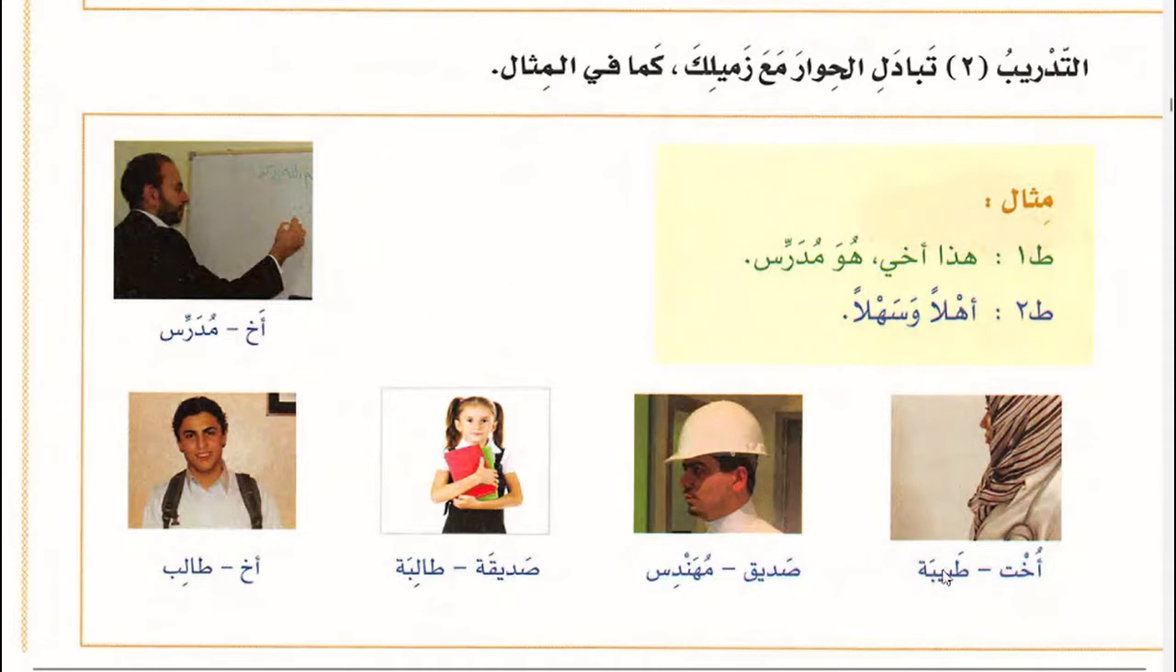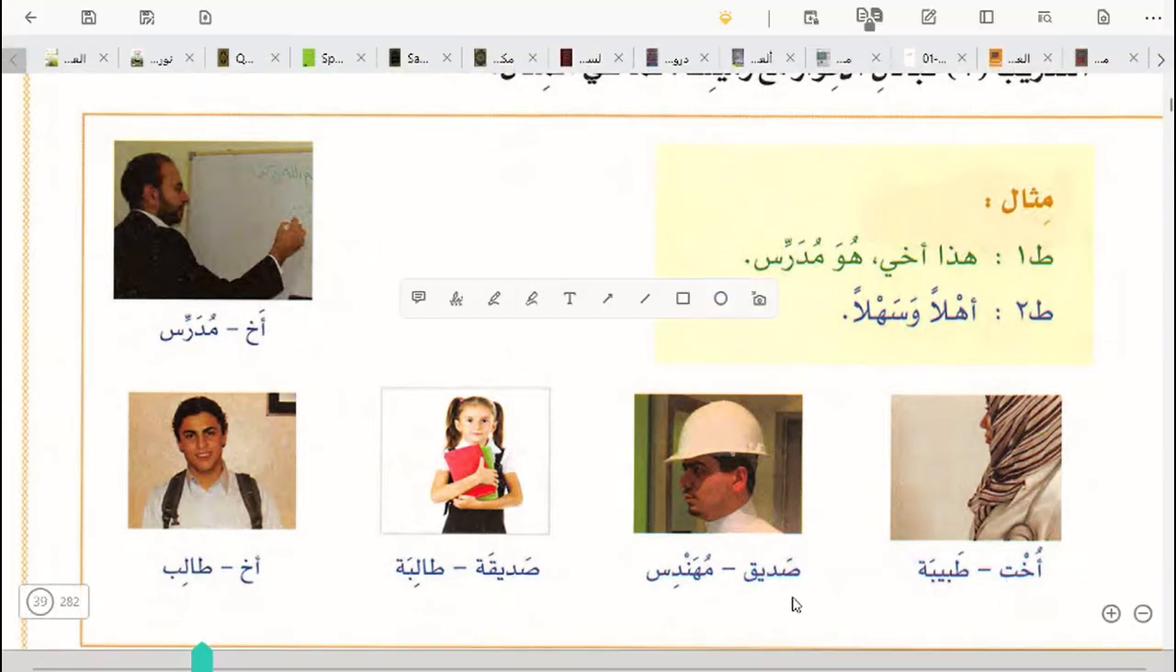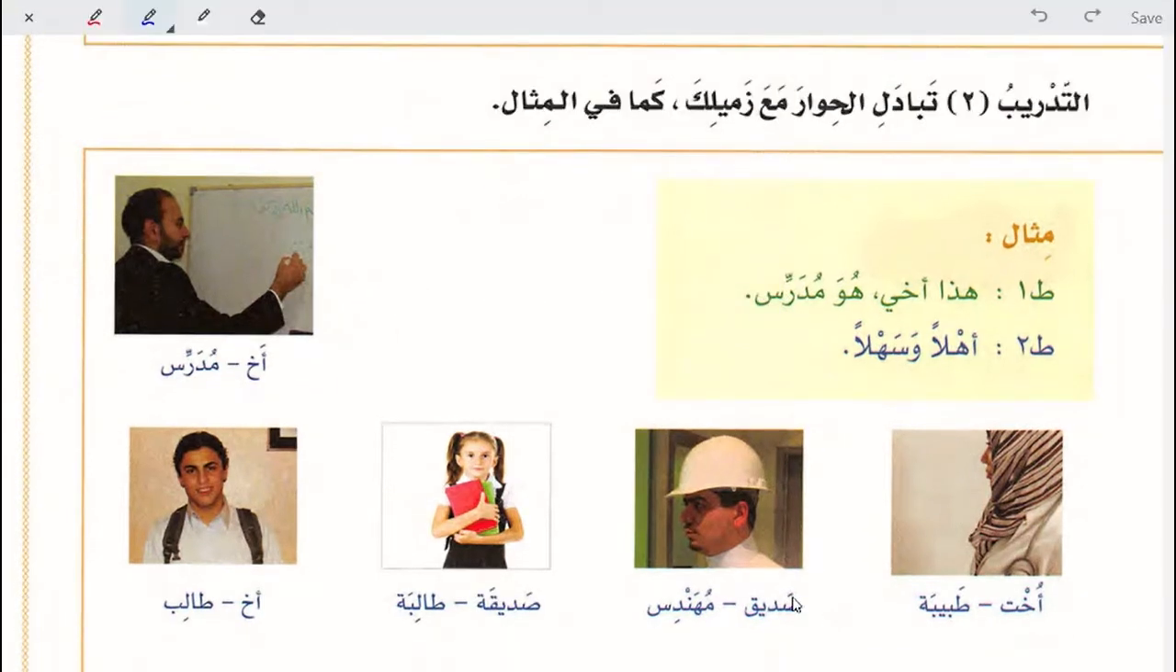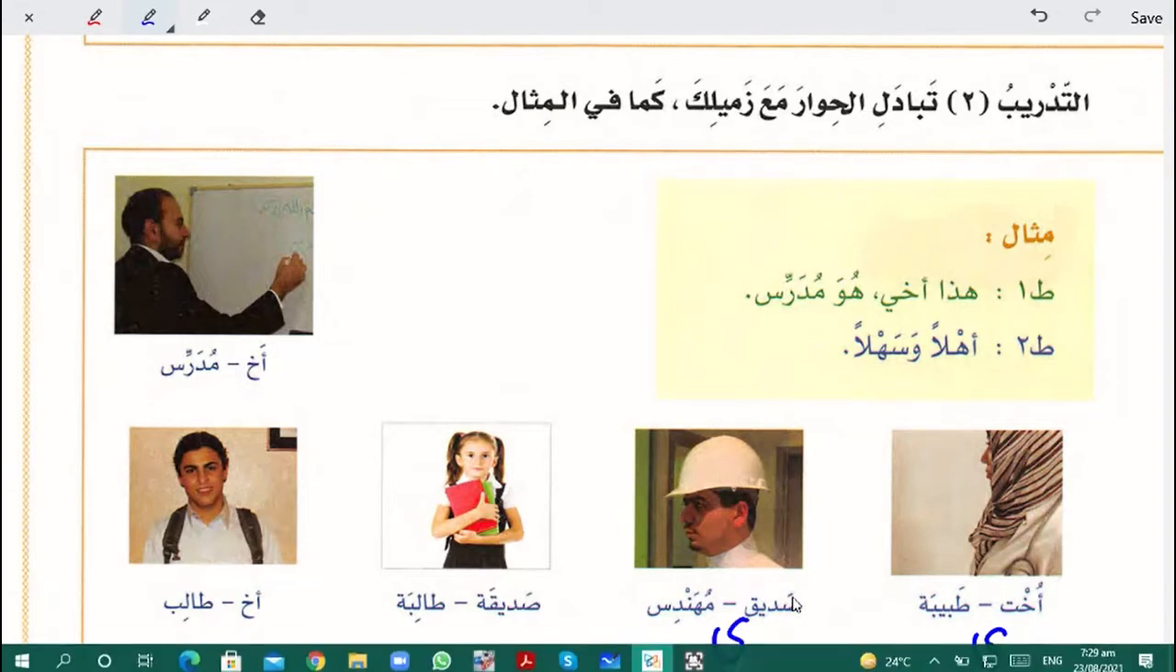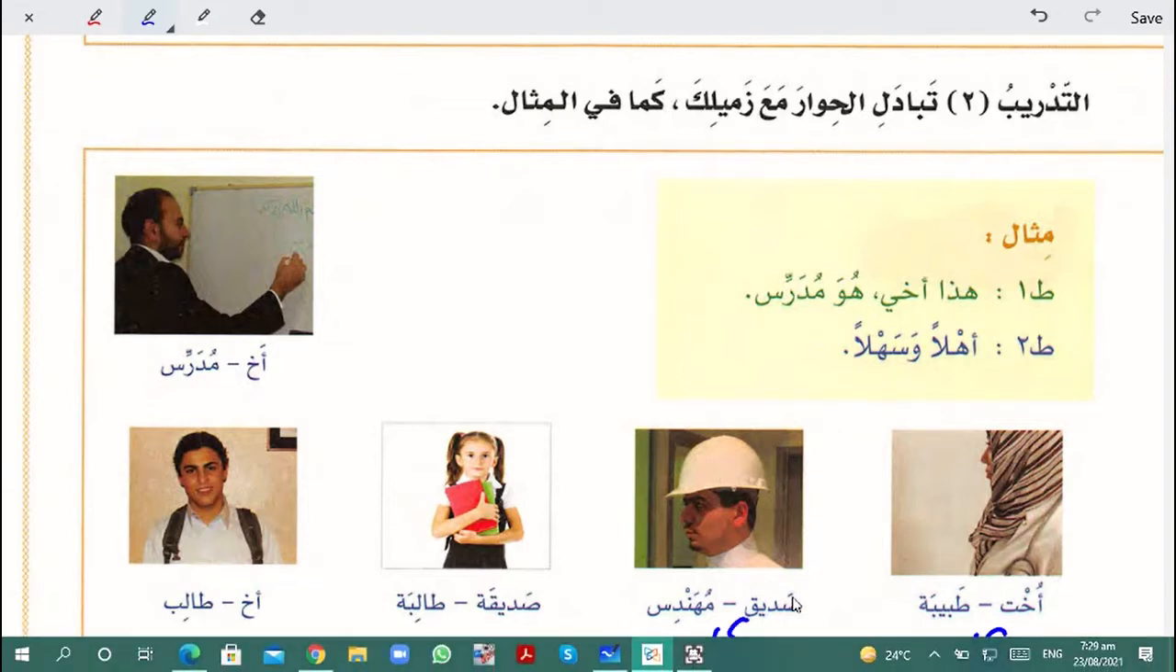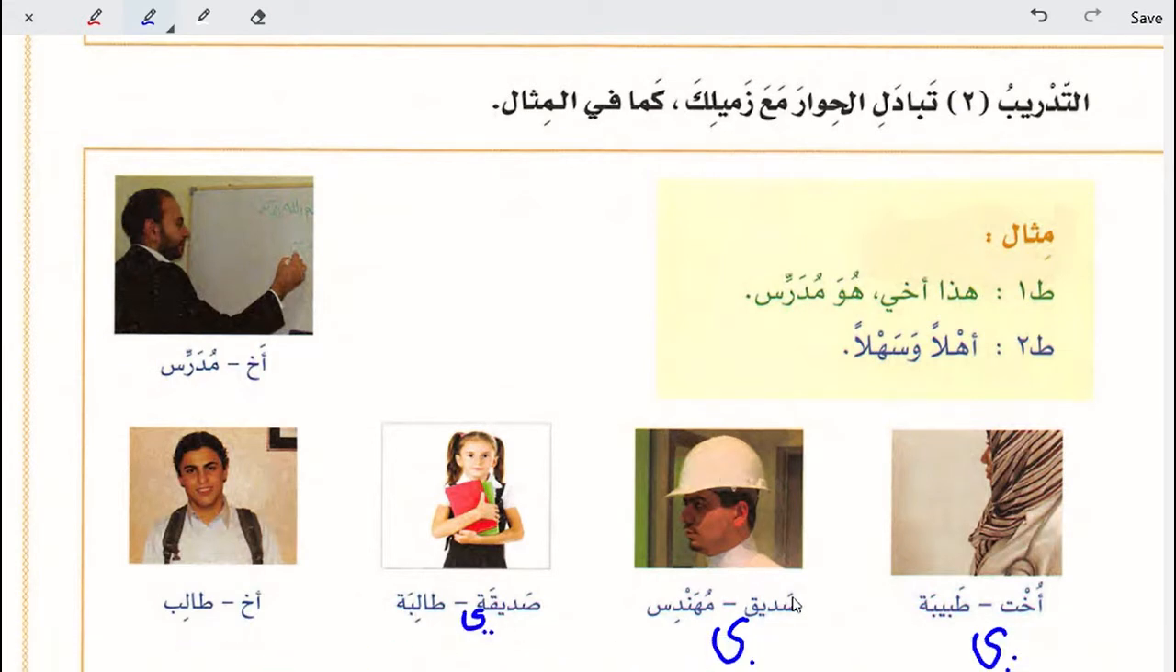So in the sentences where you will use Ukhti, you will add Ya to each of them, because Ukht means sister and Ukhti, my sister. Sadiq means friend. Sadiqi, my friend. Sadiqa, female friend. Sadiqati, my female friend. Akh means brother and Akhi, my brother. So in this way you will do it.